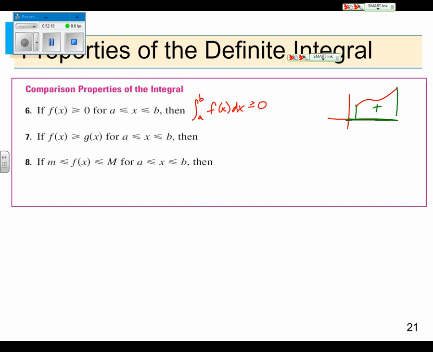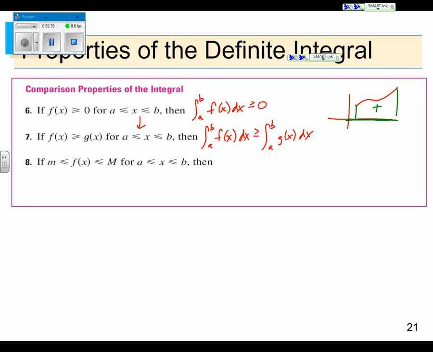Now, f of x is greater than g of x. They're kind of building on each other as we go down. If this is true, then the area underneath the curve for f of x, or the integral of f of x, is greater than or equal to the area underneath the curve of g of x.